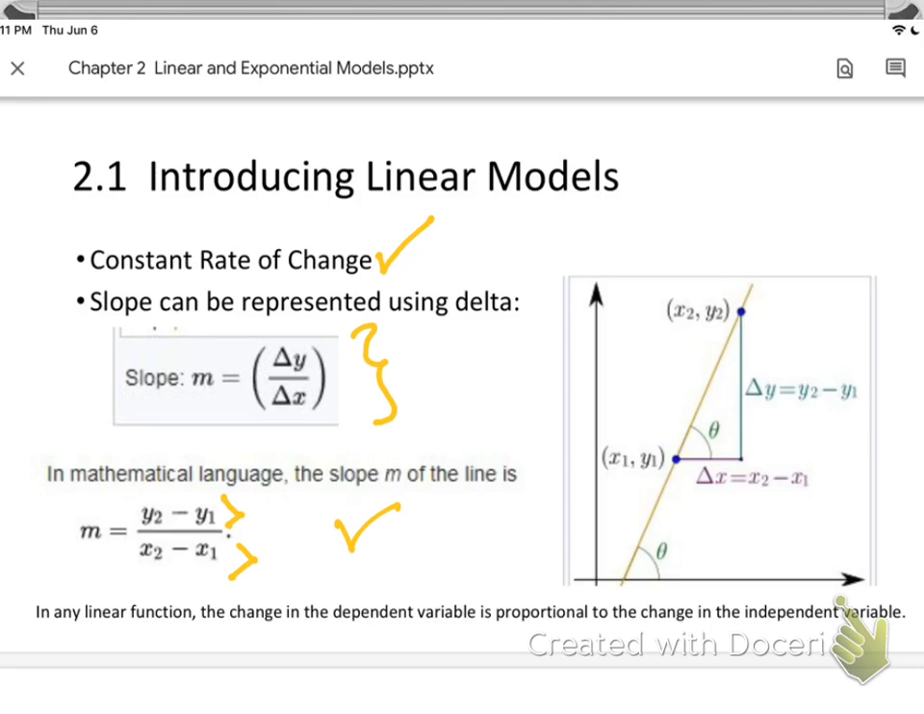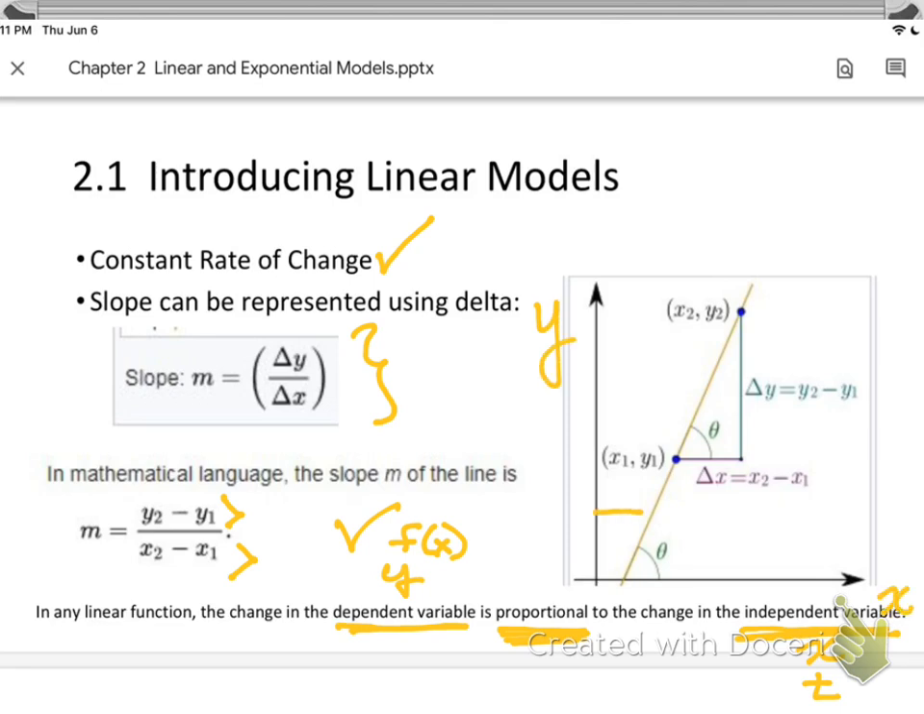So in any linear function, the change in the dependent variable, so that generally is our y, but remember we also talk about it as our f of x when using function notation, and that change in the dependent variable is proportional, so they change at the same rate, to the change in the independent variable. So usually that is x. It can also be time or anything else that you want to identify as your independent variable. So in this graph above, I have y's and x's, so this is going to be your y, that's going to be your x.